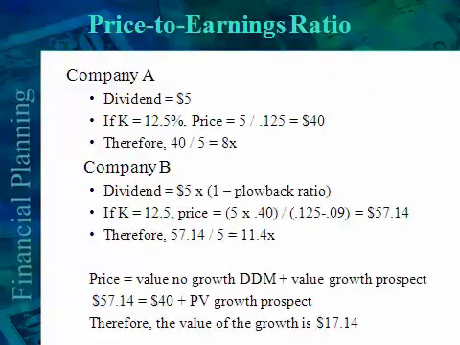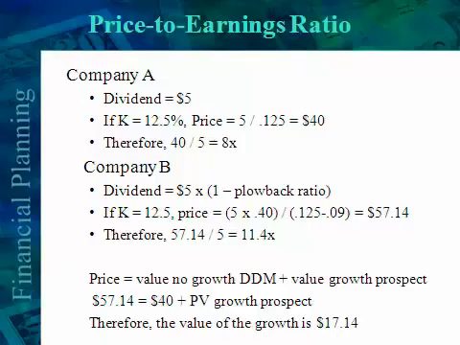The value per share for the first company using a no growth dividend discount model is equal to $40 per share, i.e. that's $5 divided by 12.5%, or 0.125. The PE multiple would be equal to 8x. That's $40 divided by 5.